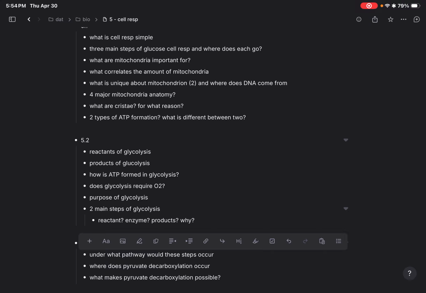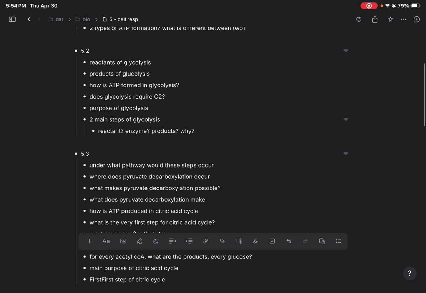The other form is oxidative phosphorylation. That is the formation of ATP using energy derived from the reactions of an electron transport chain. That's all.